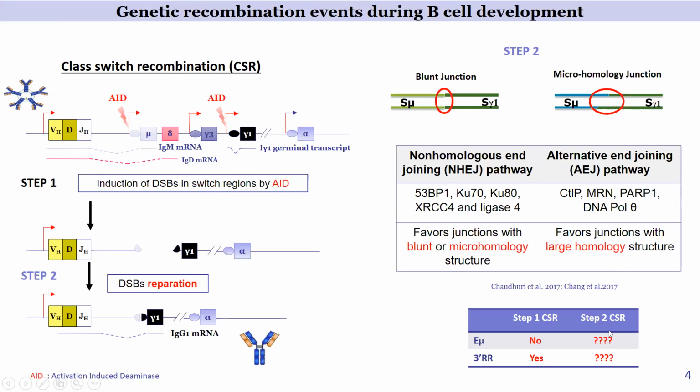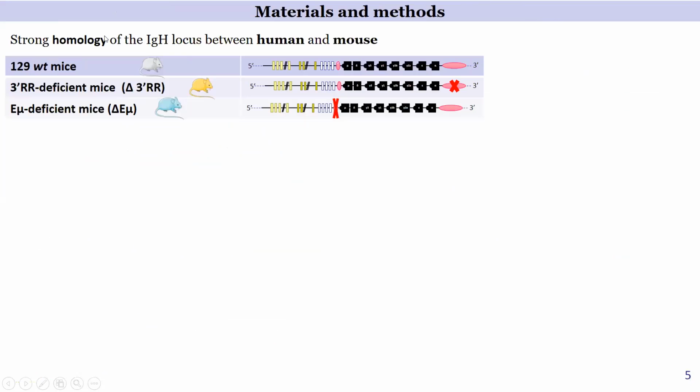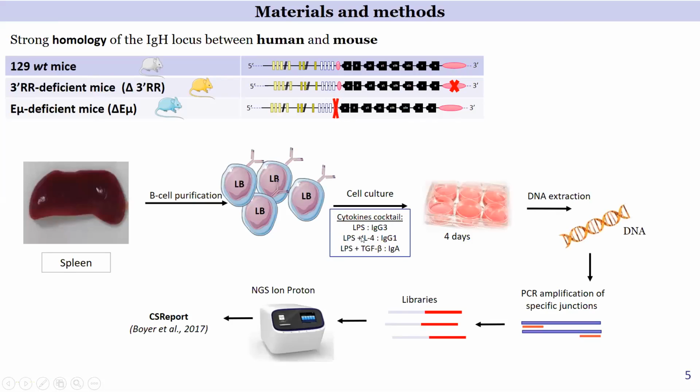To study the impact of these enhancers on the second step of CSR, and because there's a strong homology between the IGH locus in human and mouse, we sequenced the junctions resulting from the culture of splenic purified B cells of wild type, 3' RR deficient and Eμ deficient mice models. These cells were cultured for 4 days with different cytokine cocktails in order to induce the switch toward IgG3, IgG1, IgA. DNA was extracted, libraries were prepared for sequencing.